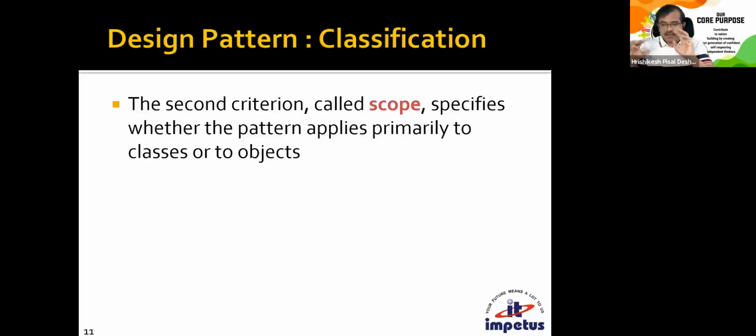It's not like in one place I will not have inheritance and in the other place I will not have composition. No. The primary idea is using inheritance. And when the scope specifies that the pattern applies to objects, the primary idea here is composition. Just mark it and keep it. When the scope is about objects, the primary technique I'm going to use is composition. And when the scope is about classes, the primary concept I'm going to use is inheritance.